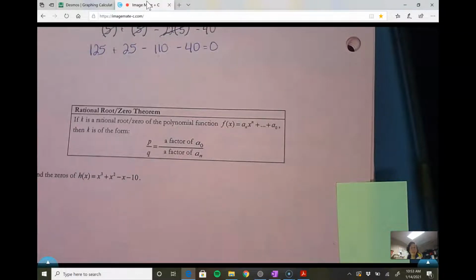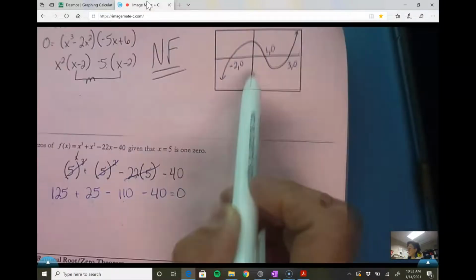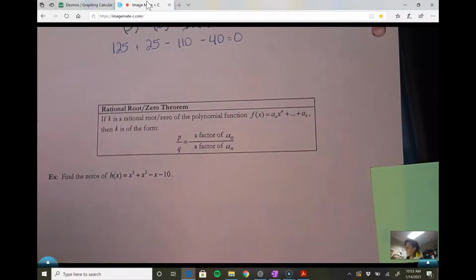And in this list of numbers, 1, 2, 3, at least one of them is going to be a 0. It's going to be a place that crosses the x-axis. So the first thing we need to know is, well, what is this list?